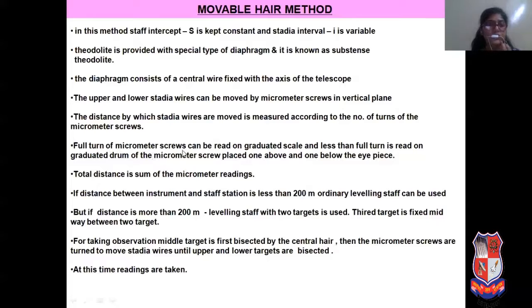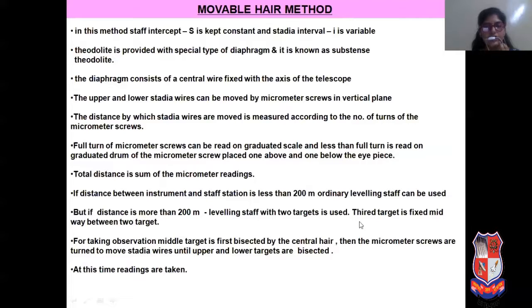A full turn of the micrometer screws can be read on a graduated scale, and less than a full turn is read on the graduated drum of the micrometer screw, placed one above and one below the eyepiece. The total distance is the sum of the micrometer readings. If the distance between the instrument and the staff station is less than 200 meters, then an ordinary leveling staff can be used. But if the distance is more than 200 meters, then a leveling staff with two targets is used.